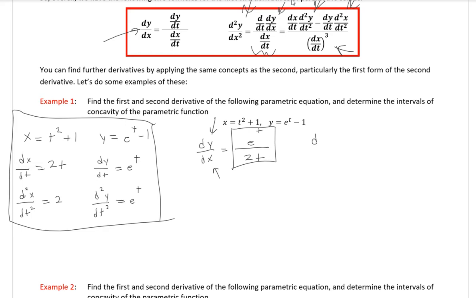Now, if you do the second derivative, d squared y over dx squared, you could use the first formula, but that means you need to take the derivative of this. Notice that means you would have to do a quotient rule here again, which gets worse. Why do the quotient rule when we already have a formula that works with that in mind? Here we just need the first and second derivatives. So dx/dt is 2t, times the second derivative of y, which is e^t, minus the first derivative of y, which is e^t, times the second derivative of x, which is 2, all over the first derivative of x cubed.